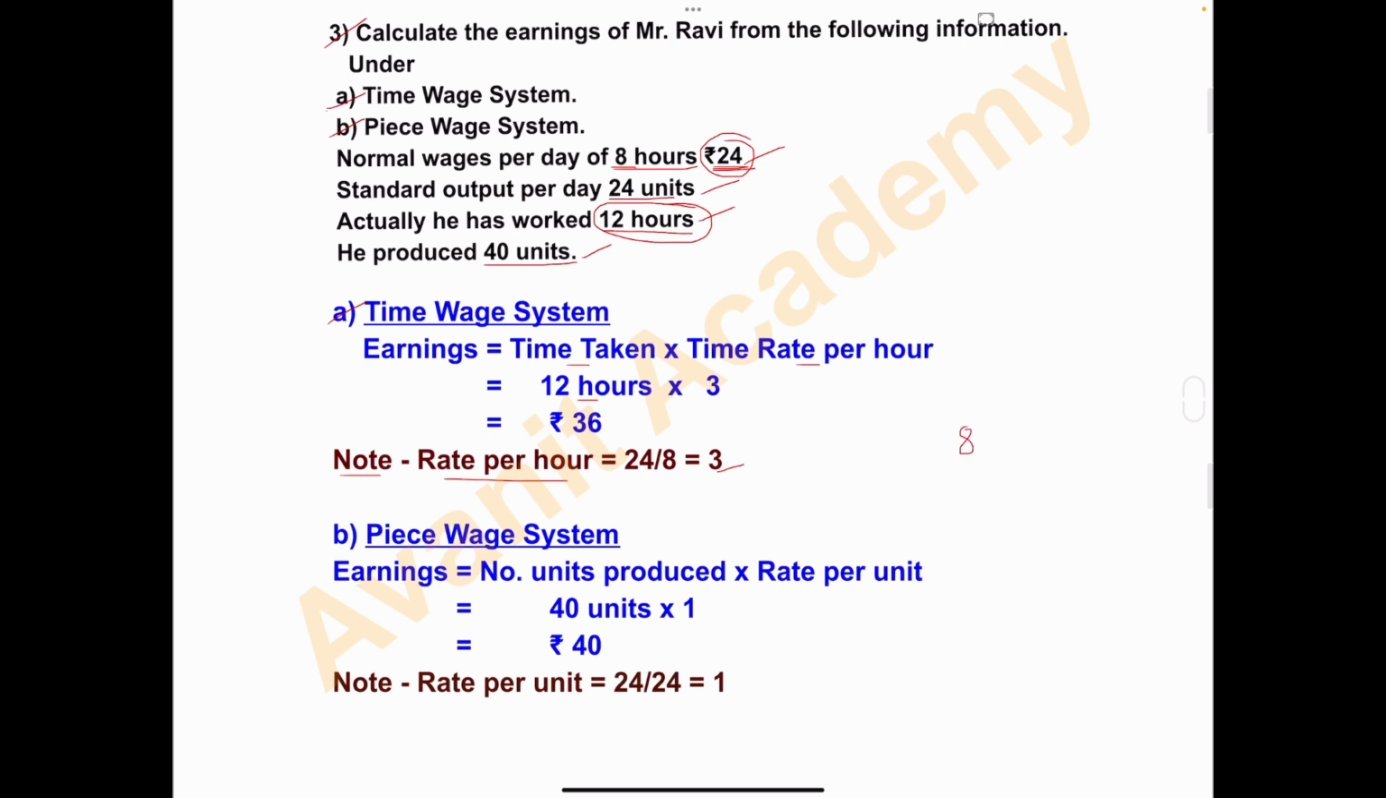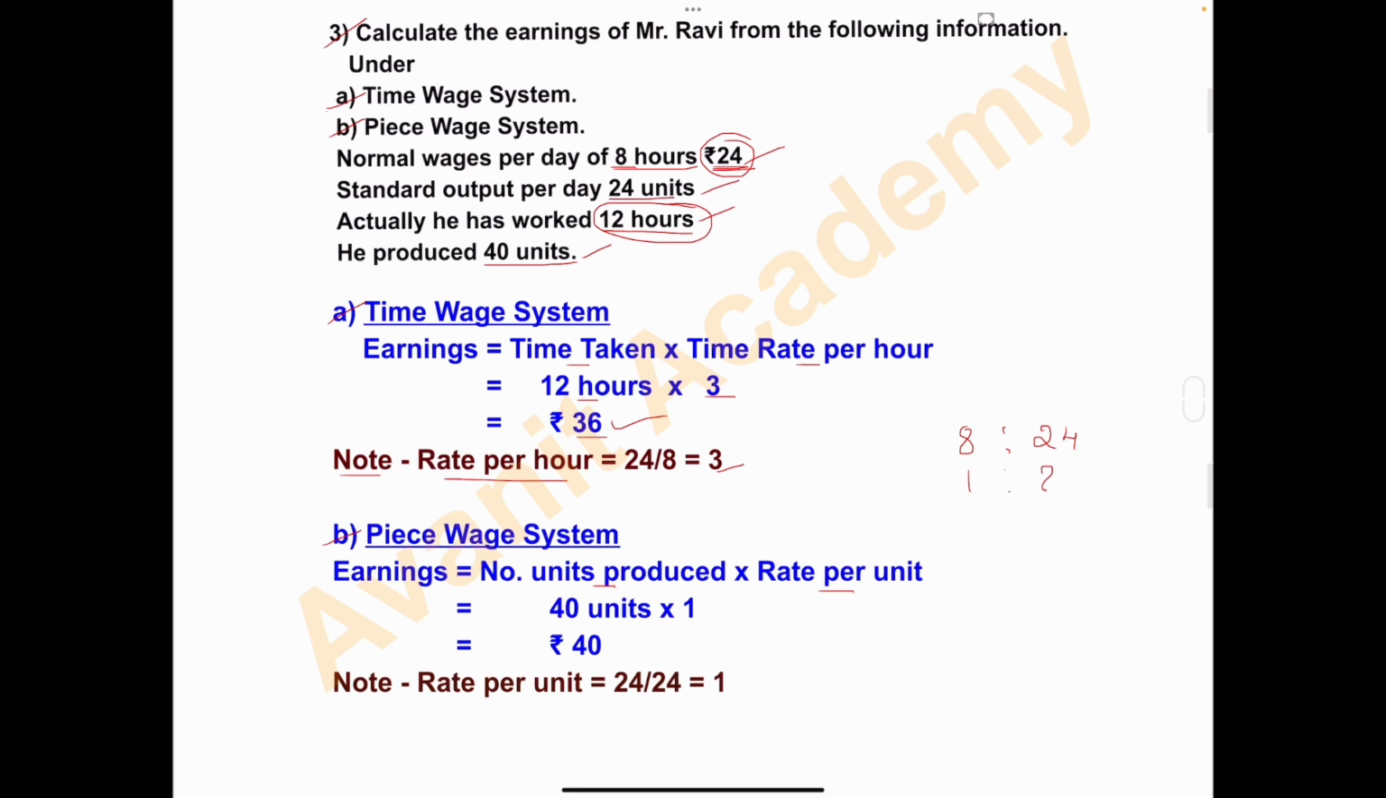For 8 hours, the wage rate is 24. So for 1 hour, how much? That we have to calculate. So 24 divided by 8, rupees 3 is the rate per hour. Right here, rupees 3. 12 into 3, 36. So under time wage system, the total earnings is rupees 36. B. Piece wage system. Formula is earnings is equal to number of units produced into rate per unit. Number of units produced. So Mr.